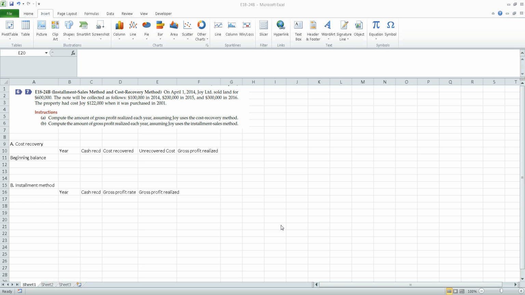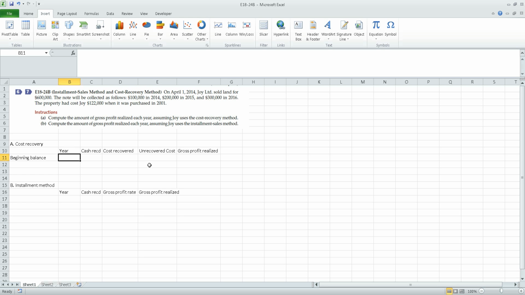Exercise E18-24B. Here we've got a sale of land for $600,000 that took place on April 1st, 2014. And we accepted in exchange a note on the sale. So we're asked to determine the amount of profit that we're going to recognize each year, under Part A, assuming that we use the cost recovery method, and under Part B, assuming that we use the installment sales method.